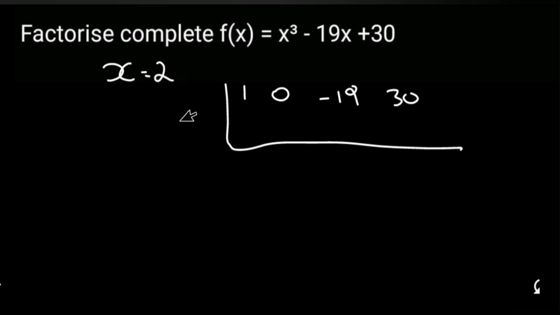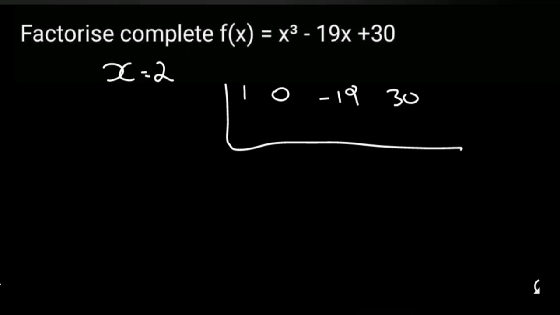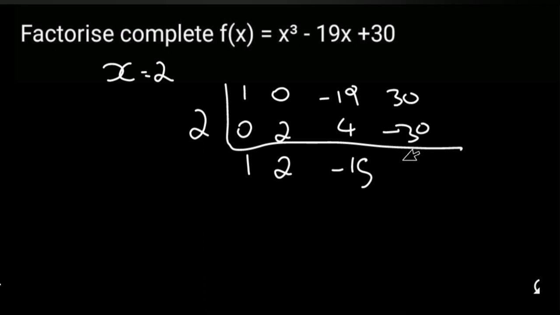Then we need to put 2 here. You always put 0, then you add. 1 plus 0 is 1. 1 times 2 is 2. 0 plus 2 is 2. 2 times 2 is 4. -19 plus 4, you get -15. -15 times 2, you get -30. 30 minus 30, you get 0.